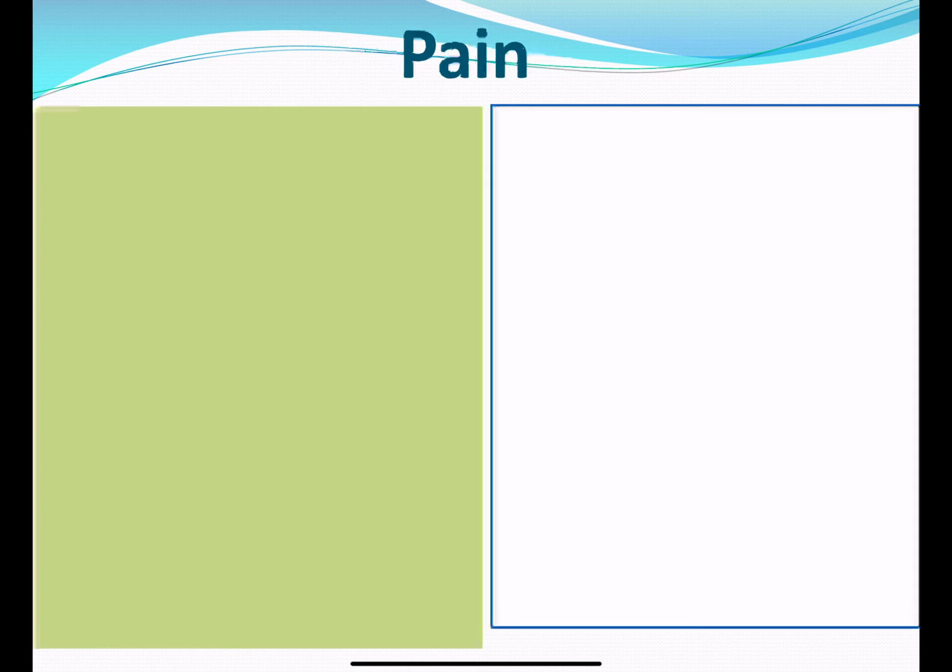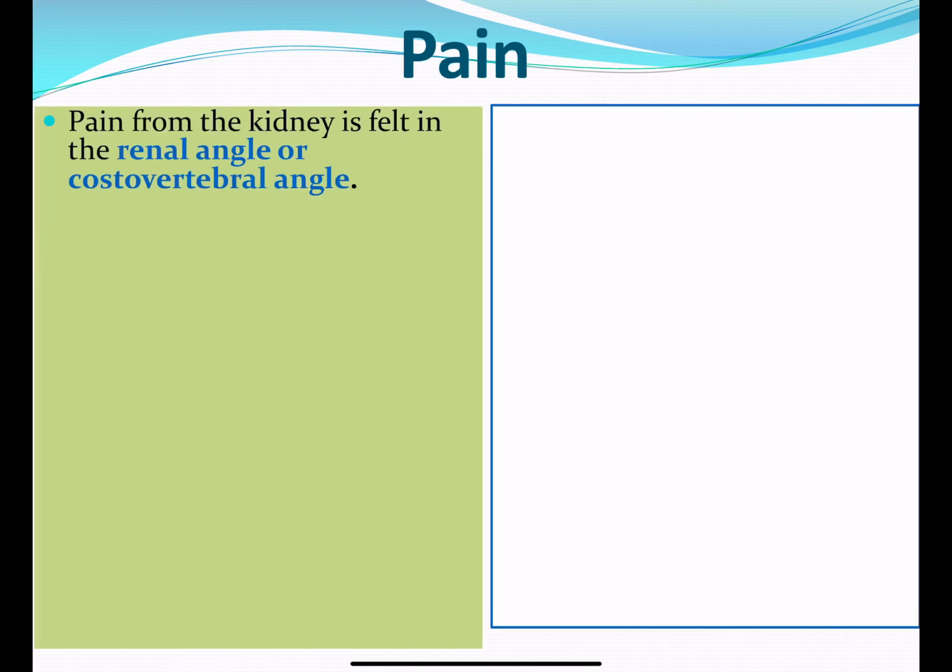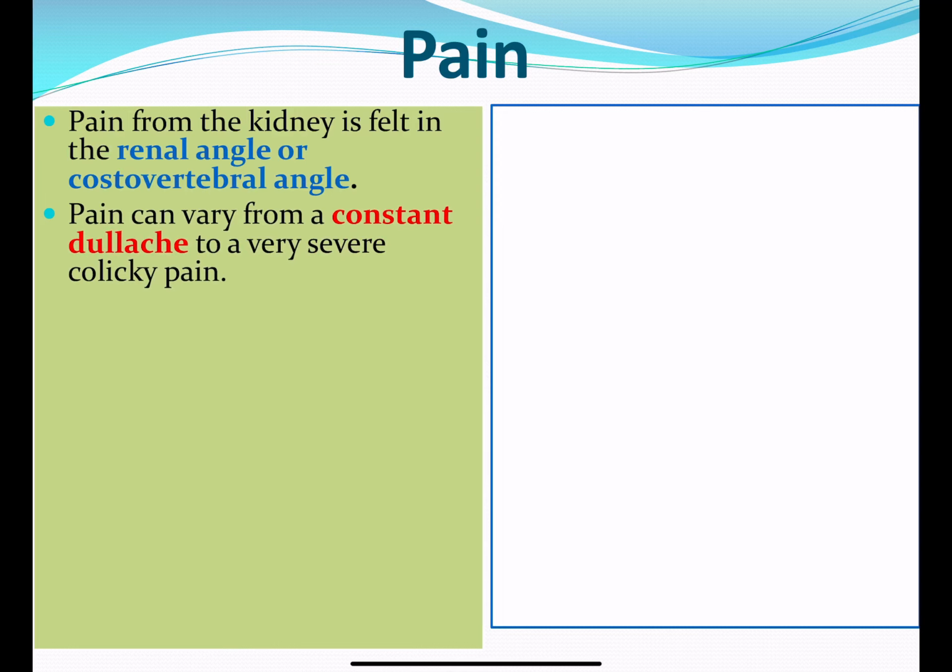Now let us discuss the pain related to kidney stone. Pain usually occurs at the back or the flank area or the loin area, and the pain is usually dull in nature. Sometimes it is very severe. So severe pain due to the kidney stone is known as renal colic.